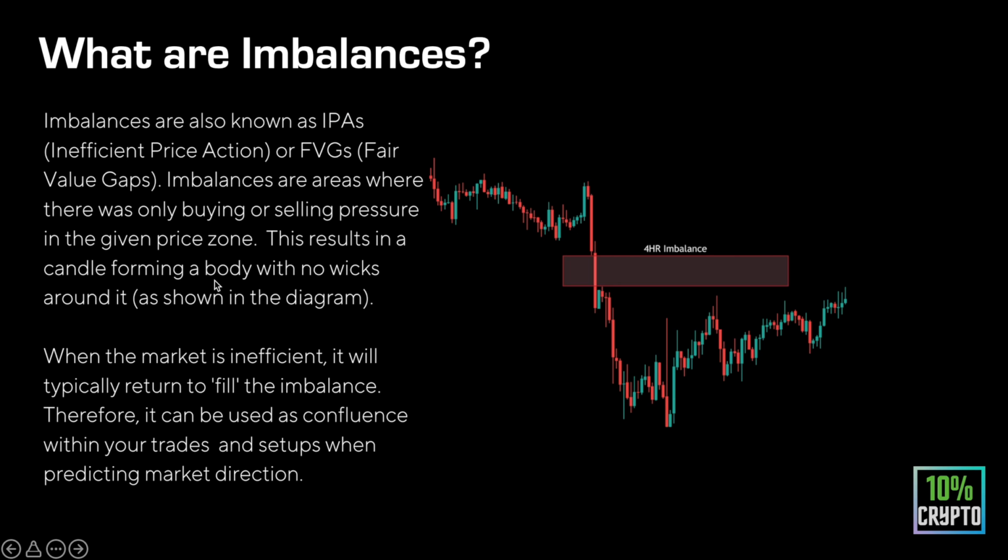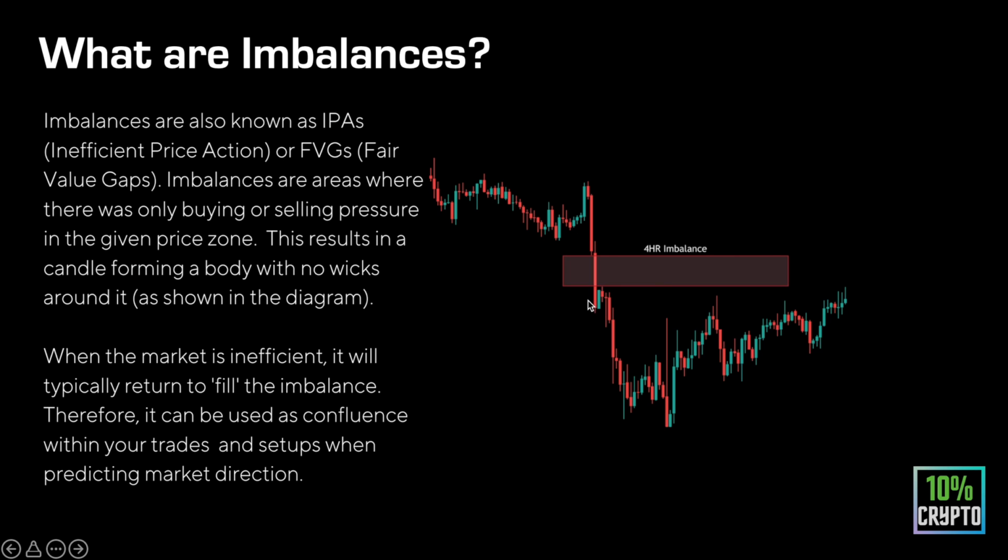Imbalances are areas where there is only buying or selling pressure in the given price zone. This results in a candle forming a body with no wicks around it, as shown in the diagram. So here, if you look at this box that I've drawn on, there's no wicks inside this box, right? So there's just candle body. We've got a wick here, so of course that's where the box starts from, and down here we've got a wick over here, so of course that's where the box essentially ends. So this area of price is an area that needs to be filled, right? So what this means is when the market is inefficient, it will typically return to fill the imbalance. Therefore, it can be used as confluence within your trades and setups.